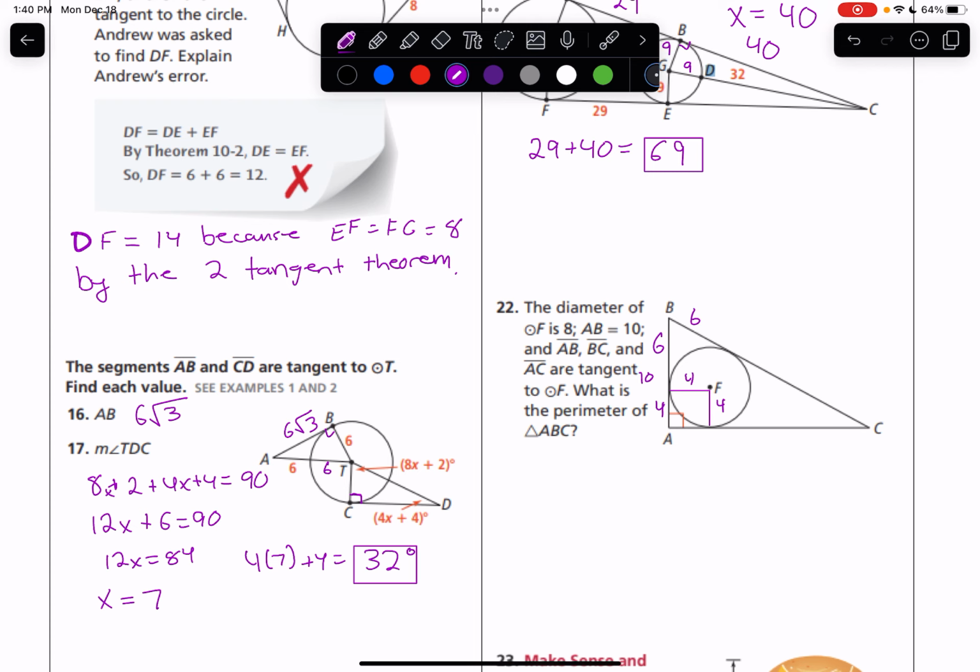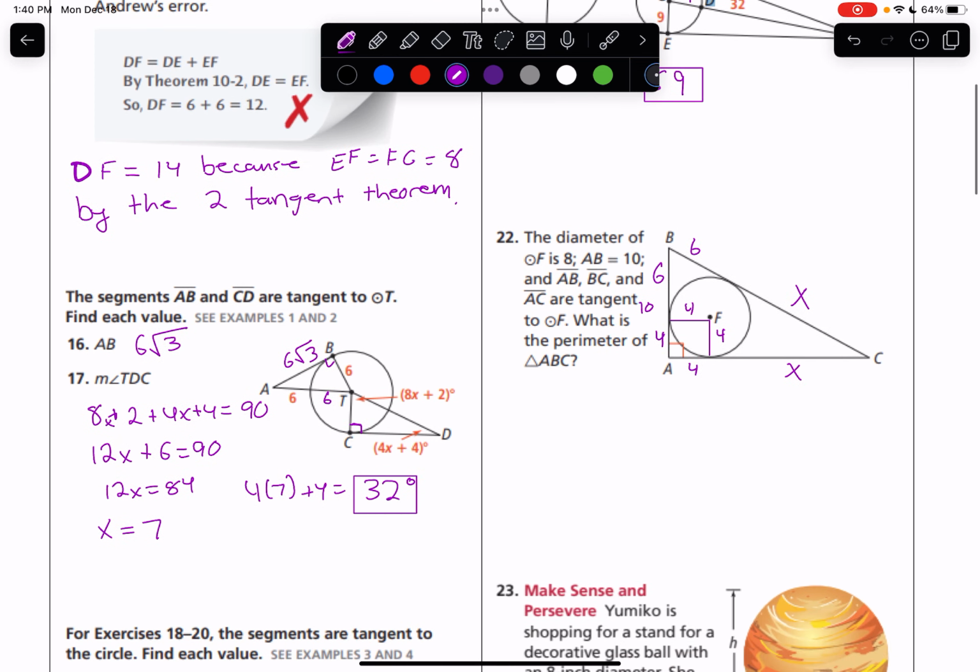What else do I know? I know that this piece down here is 4, because it's the same as the 4 up above it. And then what I don't know is the last two pieces. But both these pieces come from C, and they're tangent to the circle. So both of them need to be the same amount. I can call them x and x.